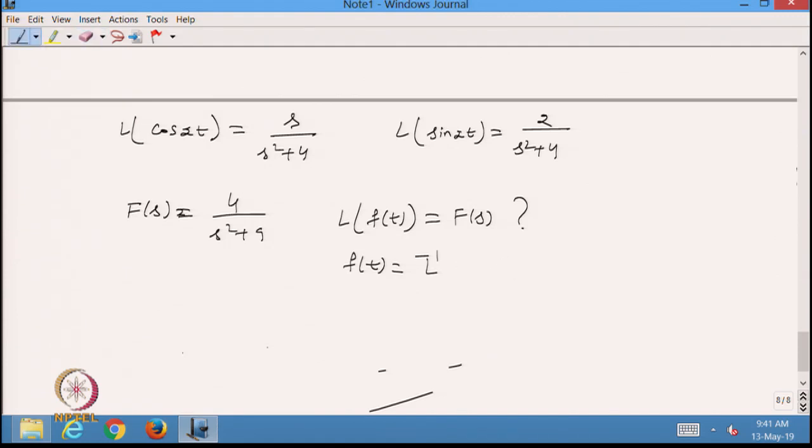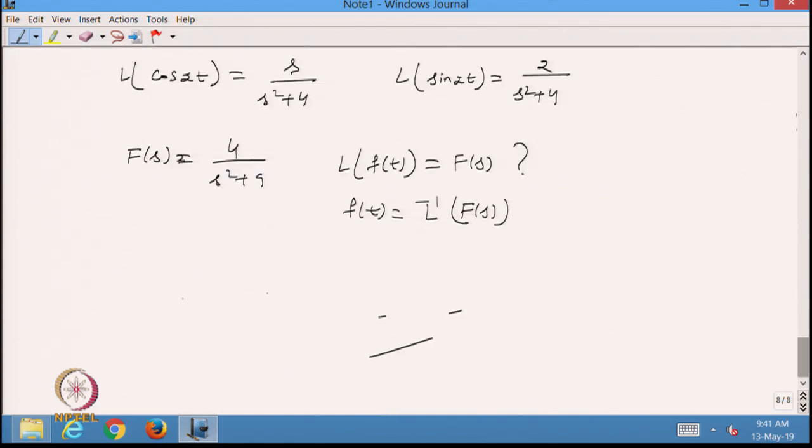So, from here I can define a Laplace inverse such that if I take the inverse of F(s), then I should get the function f(t). So, from here we define another way of finding the inverse, and that we represent by L inverse.